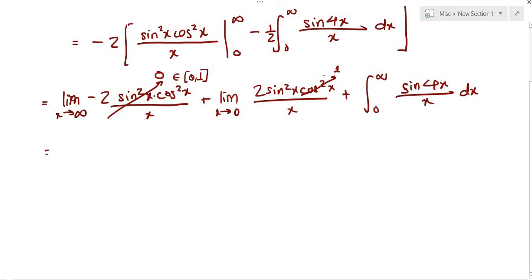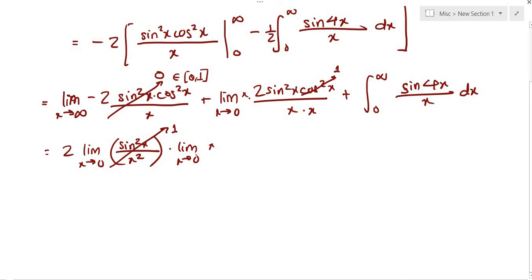So we ignore the cosine squared. And now we'll have 2 times the limit as x tends to 0 of sine squared x divided by x squared. And how did we get this x squared? By multiplying and dividing an x in the numerator and denominator this way, times the limit as x tends to 0 of x, we still have the numerator x, right? So now this will go to 1, but because of this it will go to 0. So 0 times 1 times 2 is 0, so we ignore this. We just have the integral from 0 to infinity of sine of 4x divided by x dx.